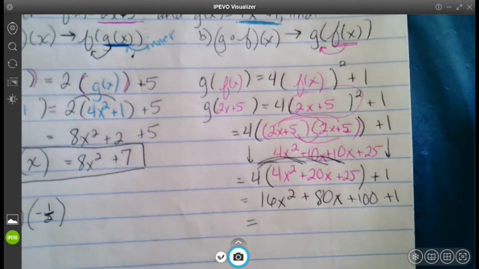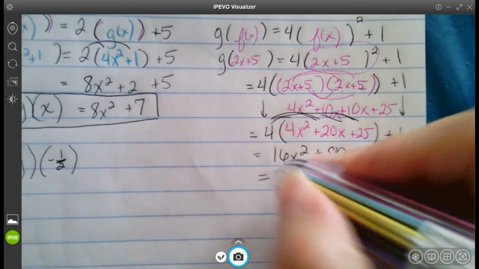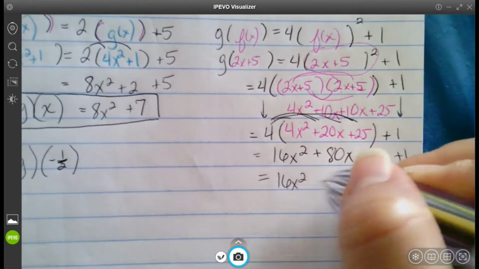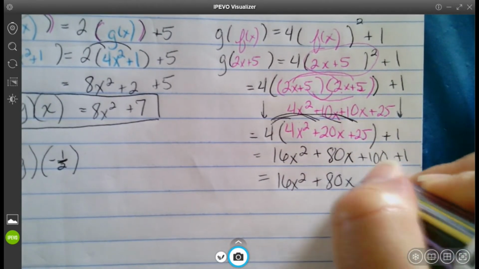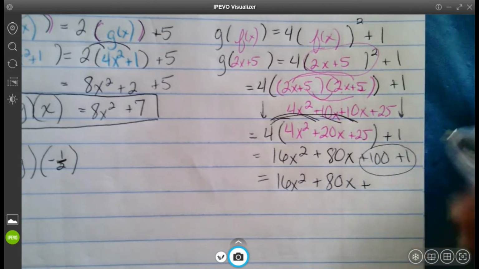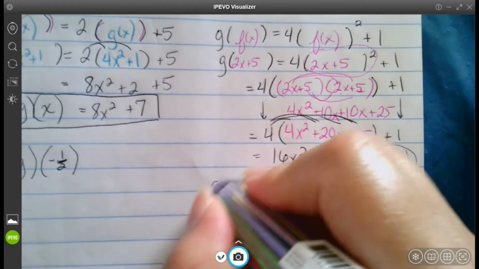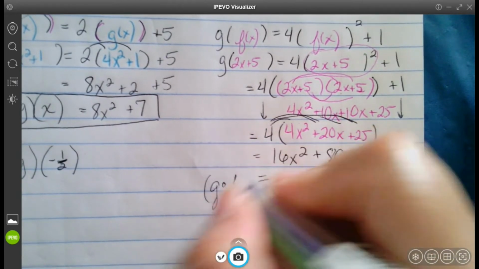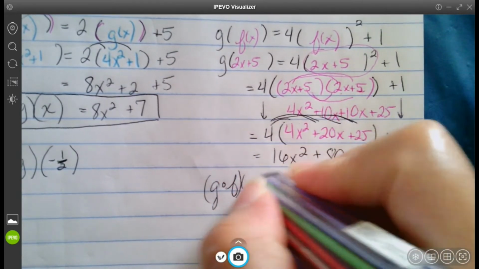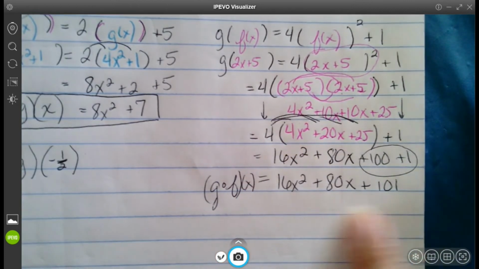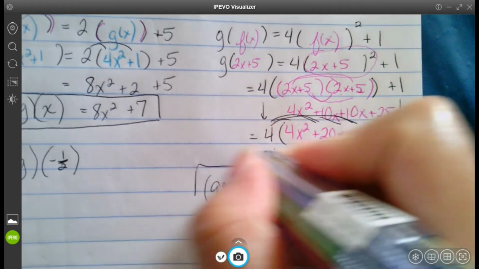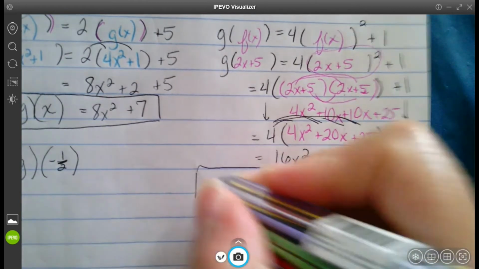I combine like terms. We're almost done with this problem. I know it's kind of a long one. 16x squared plus 80x plus, I can combine these two, so 101. So it looks like g composite f of x is equal to all this. Kind of a long problem.